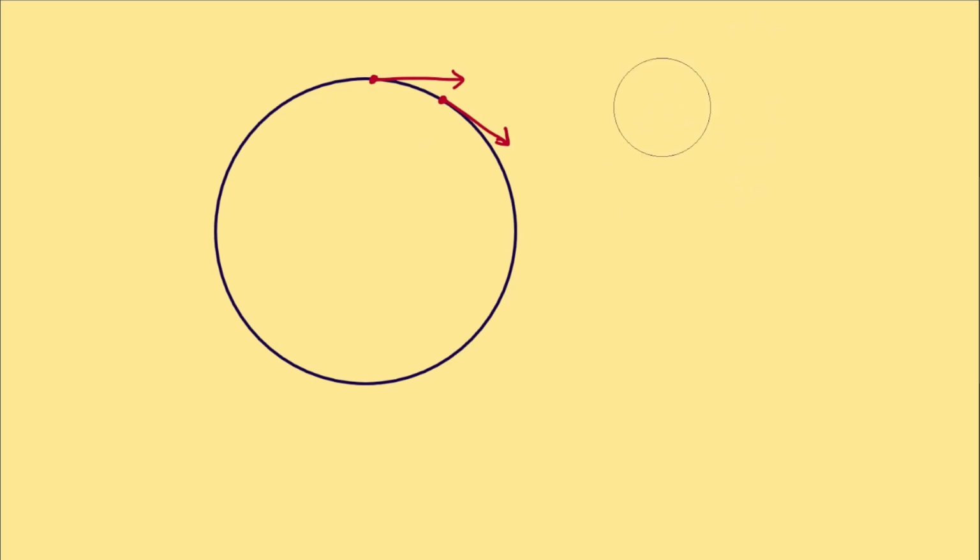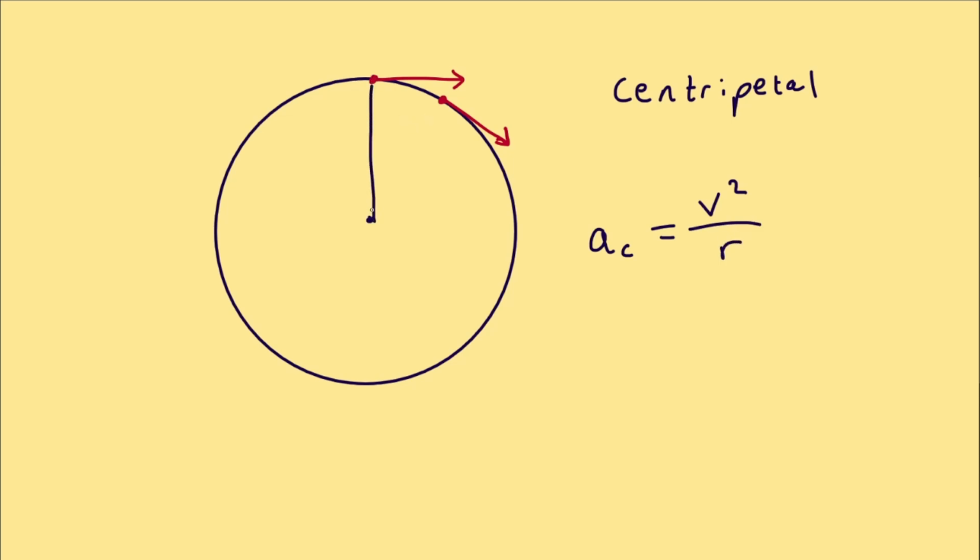The formula for centripetal acceleration, by the way, I'll spell out centripetal right here. The formula, we'll label it as AC. It's equal to velocity squared divided by radius. Radius is, as you know, the length here.